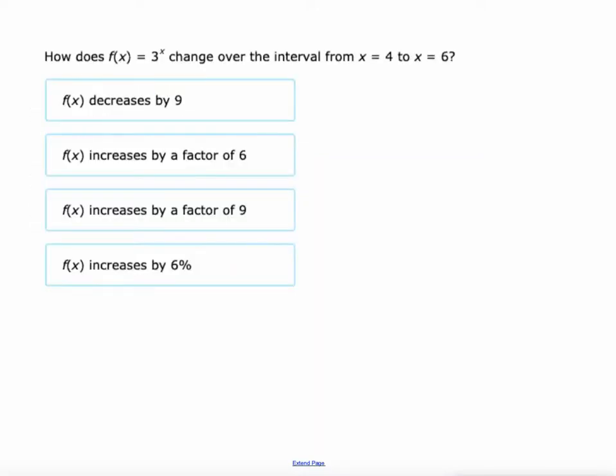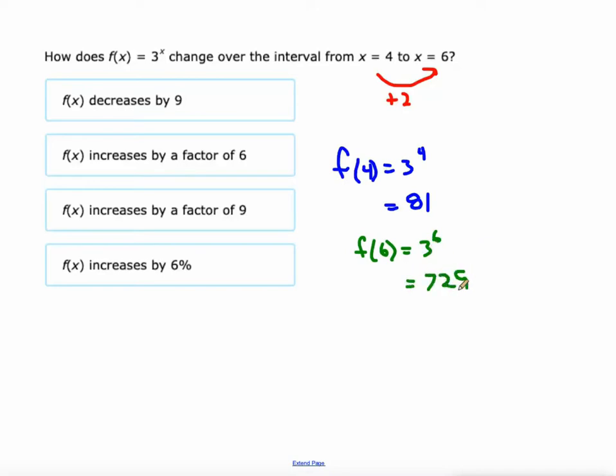All right, so then we get into exponential functions and their change over an interval. Again, our interval here, that's the first thing I'm going to look at, is an interval of 2. So we could actually figure this out. Let's do f at 4 equals 3 to the 4th, which is 81. And then we'll do f at 6, which is 3 to the 6th, which is 729.